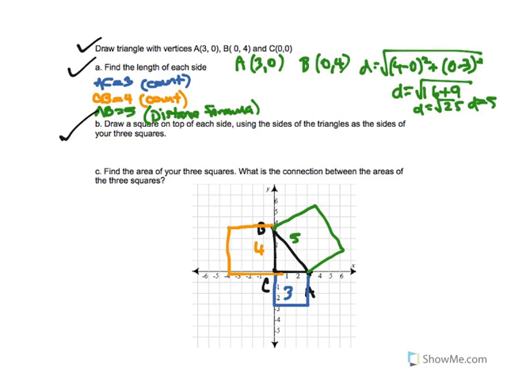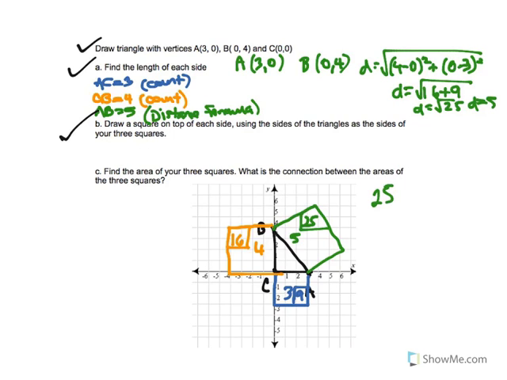Well, I know that it's a square and the length of each side is 4, so the area of this one here will be 16. The area of this one here will be 25, and the area of this one here will be 9. Okay? What is the connection between the areas of the 3 squares?